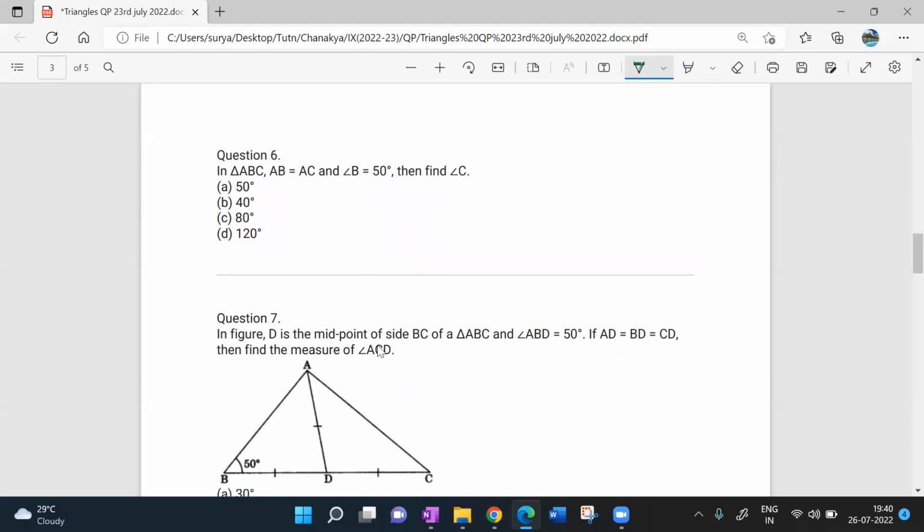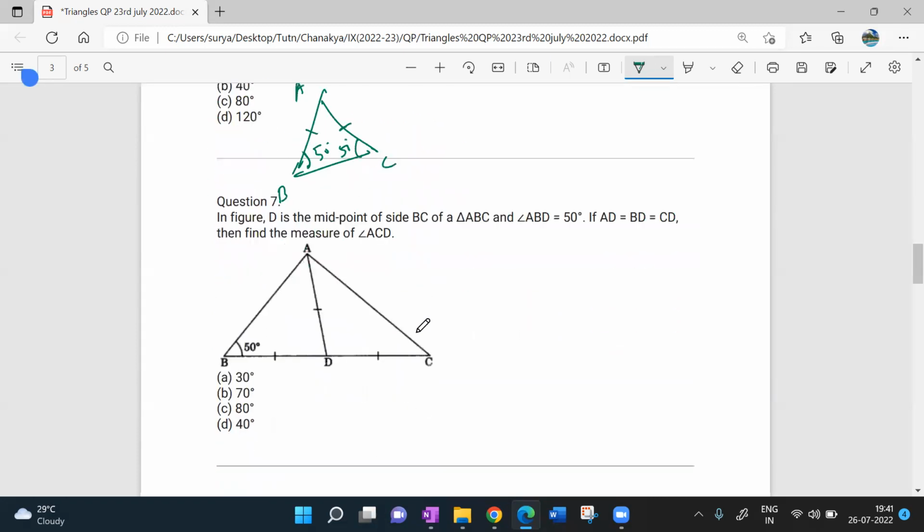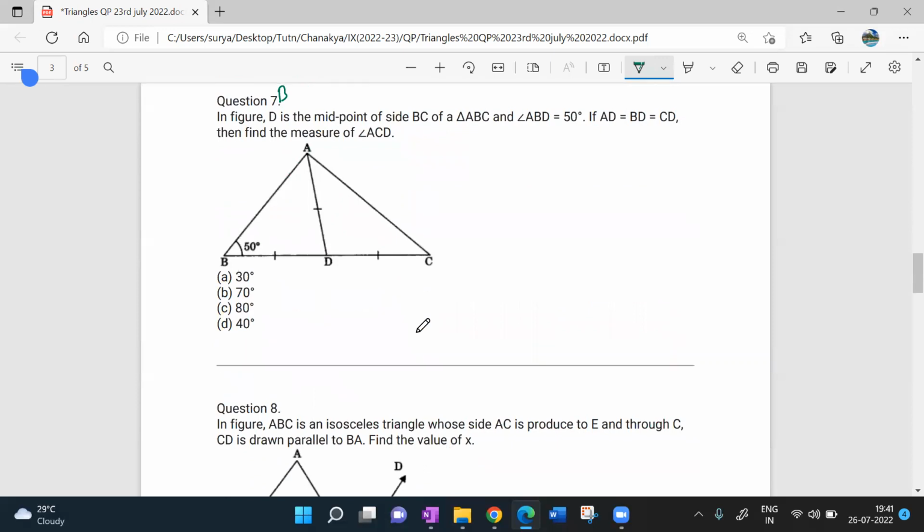Next, triangle ABC, it's also 50. This one's 50. I don't know if it's repeated, but the answer is easy. AB and AC are both equal, so this will be 50 degrees. Angles opposite to equal sides are equal. So 50. C is the midpoint.